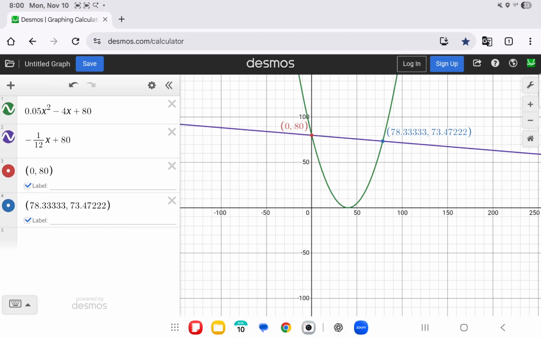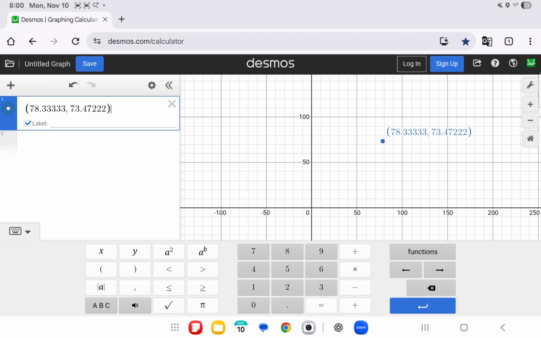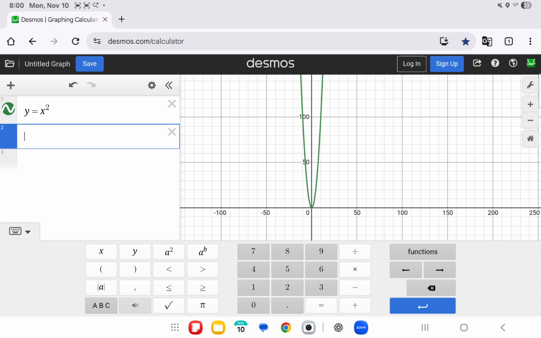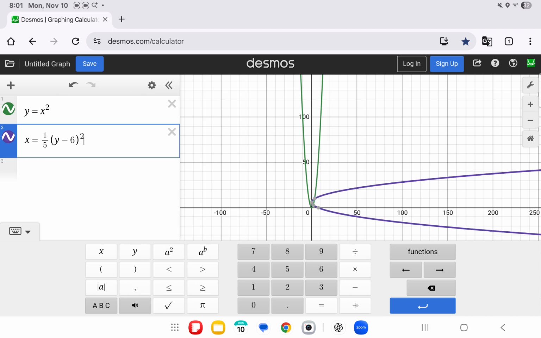So let's go ahead and put example 5 into Desmos. And another thing with equations like this, your TI calculator will not always do these because you have to solve for y. So that makes it a little bit difficult. So we have y equals x squared. And then we have x equals 1/5 (y minus 6) squared plus 6/5. So we just typed it in exactly as it sits.